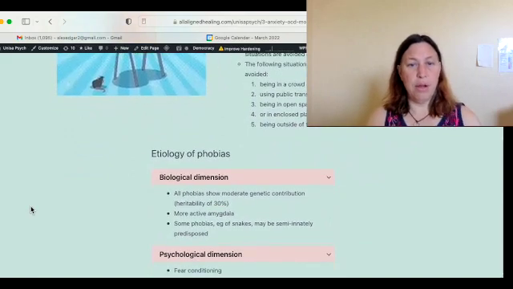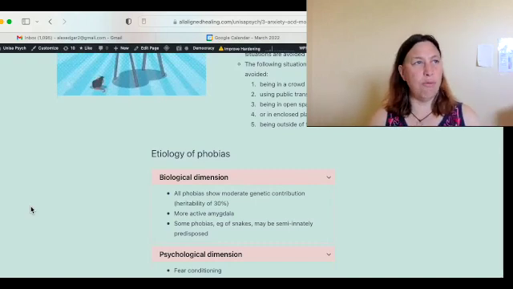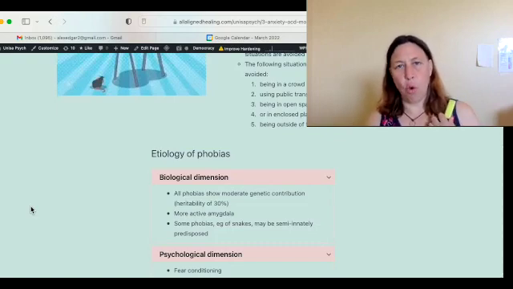Etiology: biological dimension. All phobias show moderate genetic contribution, a heritability of about 30%. There's a more active amygdala. Some seem to be innately predisposed. It's much more difficult to develop a phobia of a pen than a scorpion. This is because of biology.